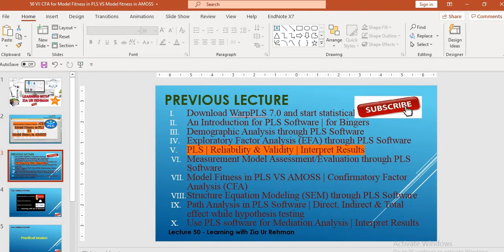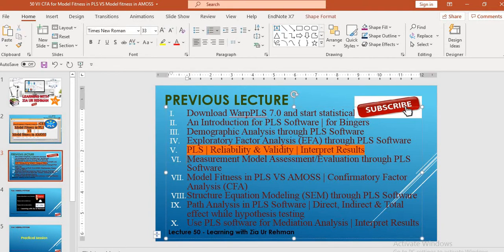In the previous lecture we delivered our knowledge about measurement model evaluation, how to measure the model in PLS software. And in today's lecture we are giving our lecture about model fitness in AMOS versus model fitness in PLS.